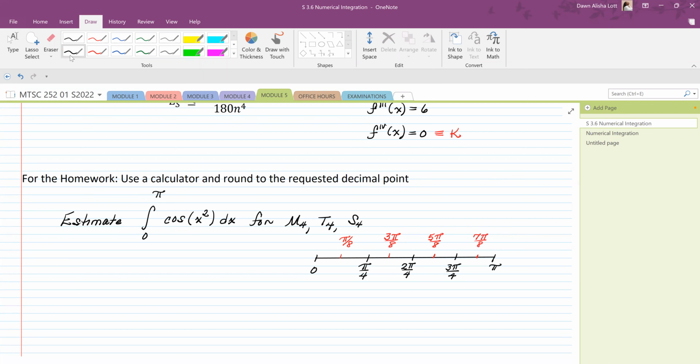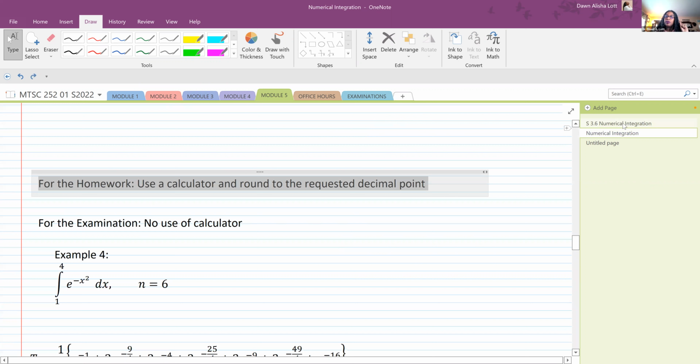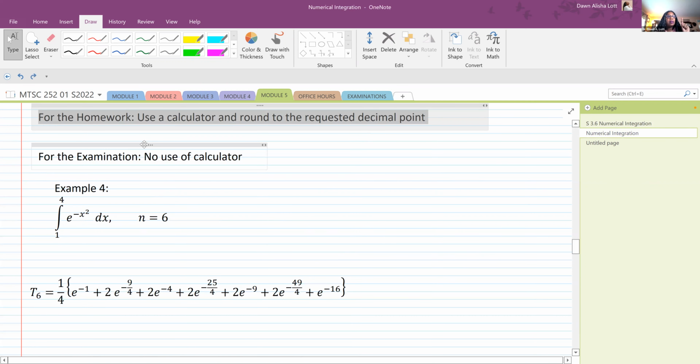And for your trapezoid and Simpson's rule, you'd use the ones at the bottom. Then you would take the calculator and calculate all that. It's going to say, put your answer to the 4th decimal place or something like that, and that's what you would put in. On the exam, you will not have calculators.